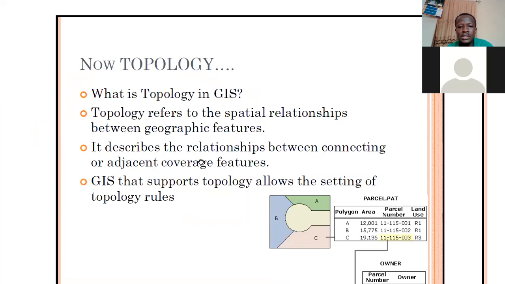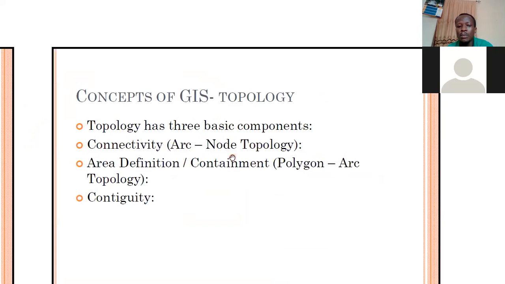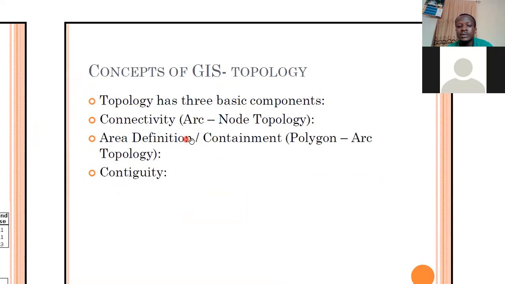So let's carry on. Topology has 3 basic components. We have the connectivity rule. We have the area definition or containment, which is also polygon arc topology. For the connectivity, it's also referred to as arc node topology. And then the very last component of topology is contiguity. All the components have their own rules.